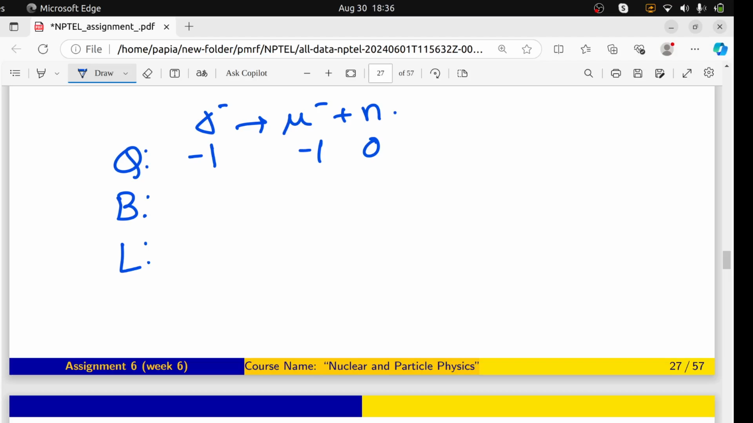Baryon number is fine or not? This is baryon. This is not baryon. This is baryon. So that is also fine. That is also fine. What about lepton number?